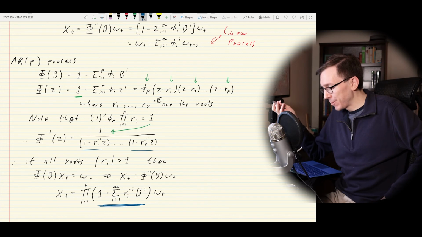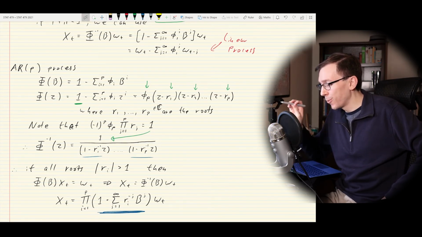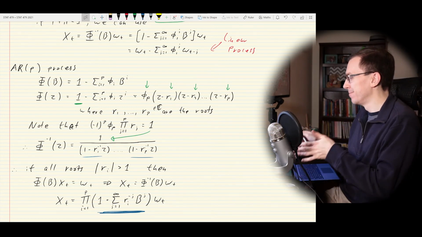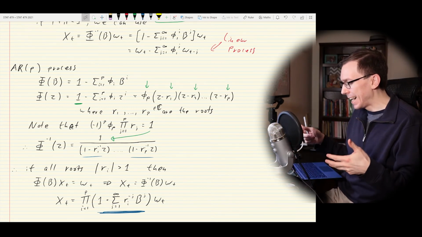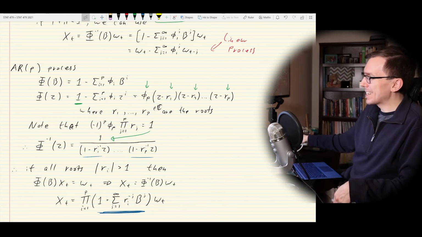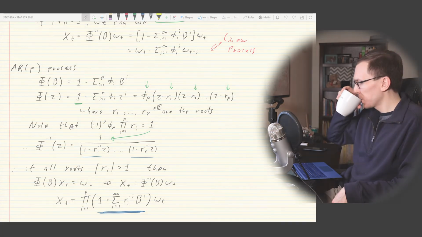So effectively what we're doing is the same thing we did up here at the top of the screen for the AR1 process, but we're doing it p times and multiplying p of them together. All right, so that's a ton of writing and equations.